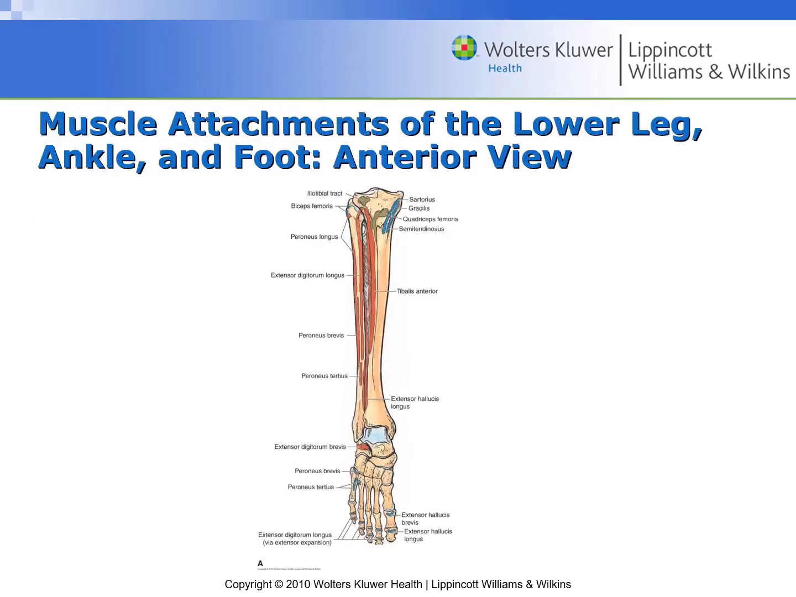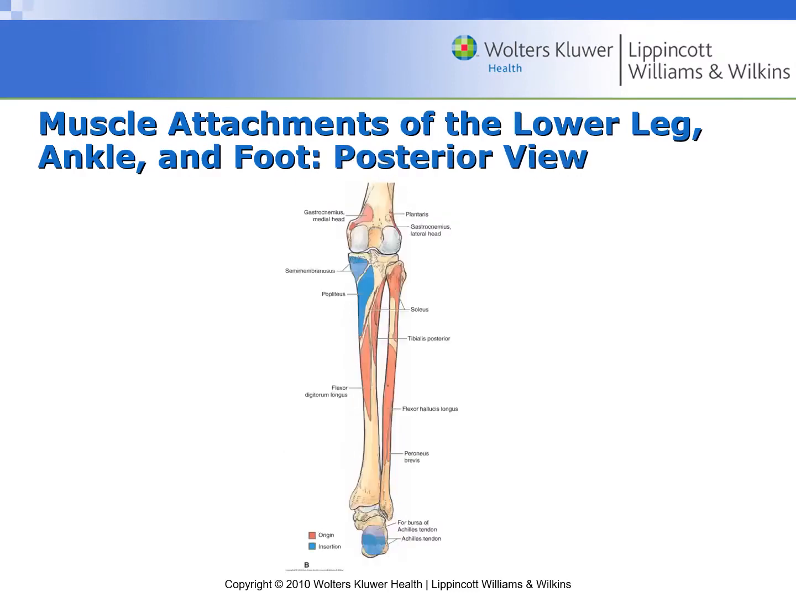And here we have illustrated the muscle attachments of the lower leg, ankle, and foot from an anterior view. The red indicates the muscle's origin. The blue indicates the muscle's insertion. And here we see the muscle attachments of the lower leg, ankle, and foot from a posterior view.